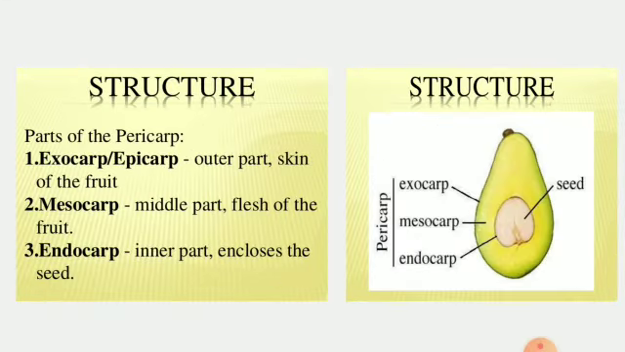Epicarp is the outermost skin that covers the entire fruit. Mesocarp is the middle, sweet and fleshy layer that is edible. And endocarp is the innermost layer that encloses the seed.